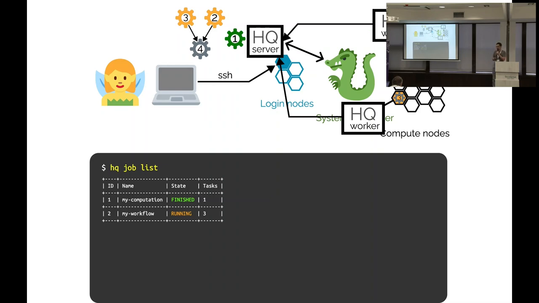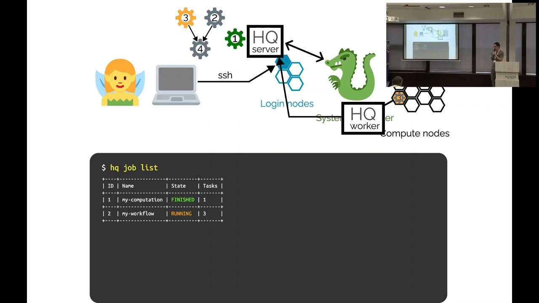As we can see here, the workers are quite dynamic. They can disappear and appear at any time. And that is by design, and HyperQueue is prepared for it. It is fault tolerant. So for example, if a worker crashes, all the tasks that are executing on that worker will be automatically put back into the waiting state. So there's not really much of an issue with that.